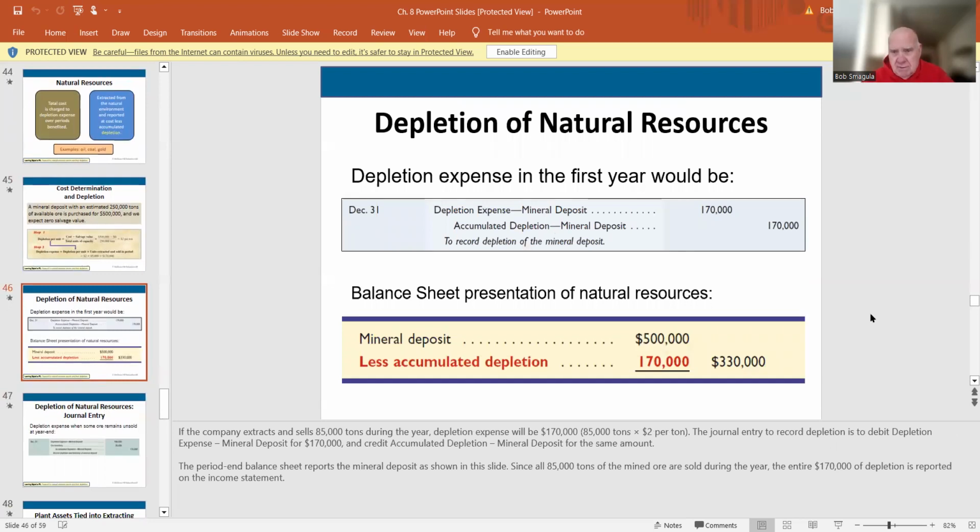Depletion expense would be, they went through this thing and they came up with 170 in expense, and they're crediting accumulated depletion. That's an easy mistake to say, huh? Accumulated depletion in this case. And it's going to look like this on the balance sheet, just like it looks for fixed assets. You're going to see the original fixed asset, original cost, just like you see it here for the mineral deposit, less the accumulated depletion, and that gets you down to a net book value of 330. Okay.